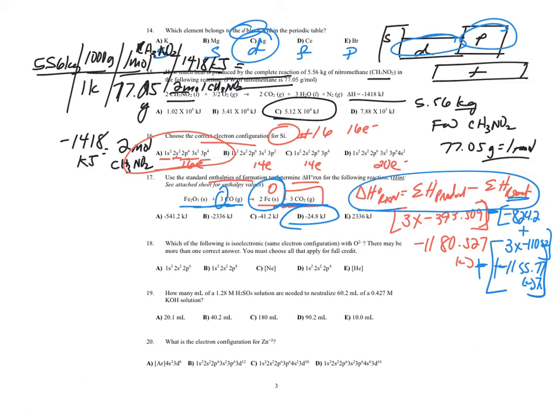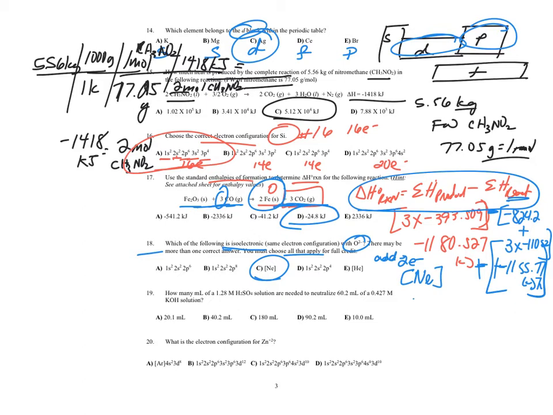All right, so now we are on number 18. Which of the following is isoelectronic? That means the same electron configuration as O2 minus. So I like to look at my periodic table and I see oxygen and I see 2 electrons. If you add 2 electrons, because electron configuration is the address of the electron, it's about the electron, you move 2 electrons forward, you see that that's neon. And so here's neon. But it says choose all that apply.